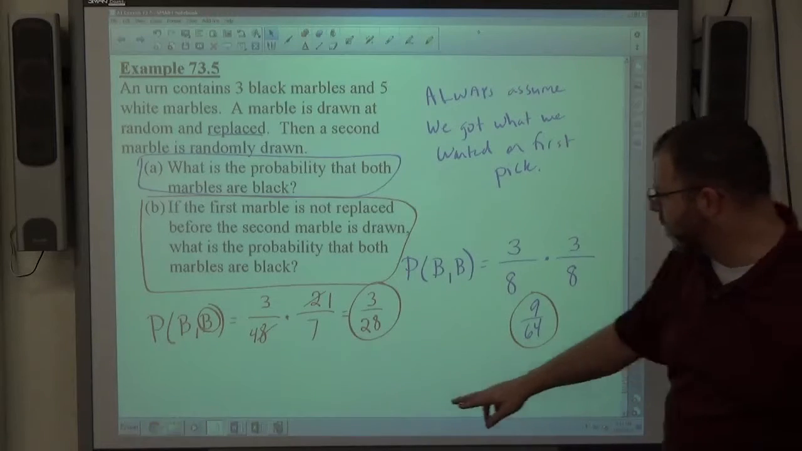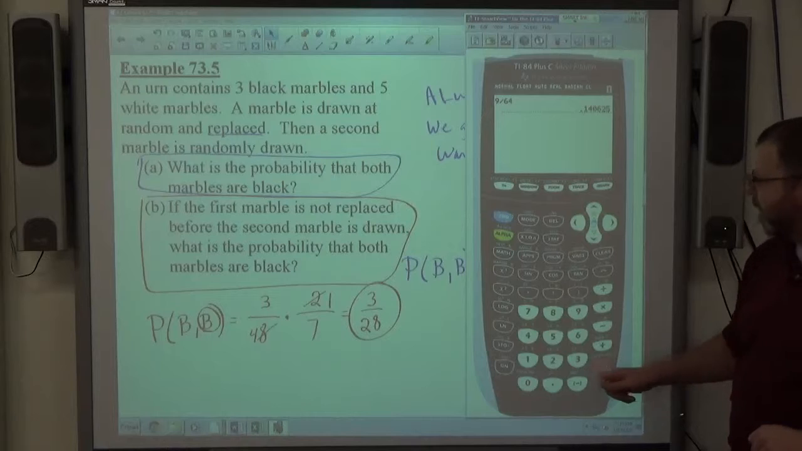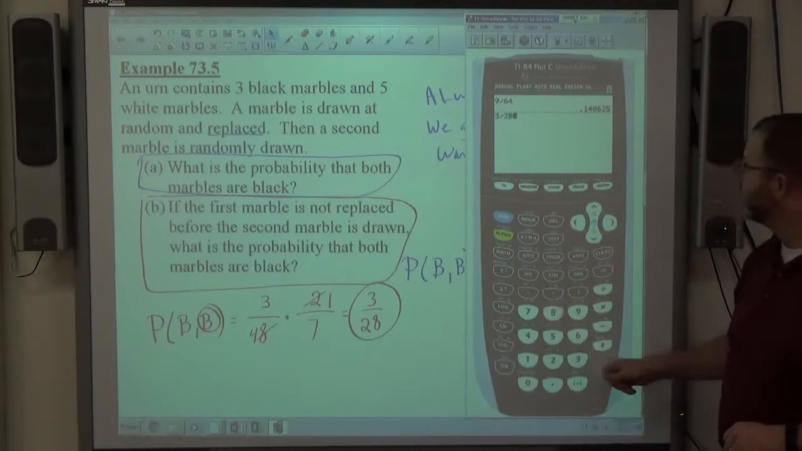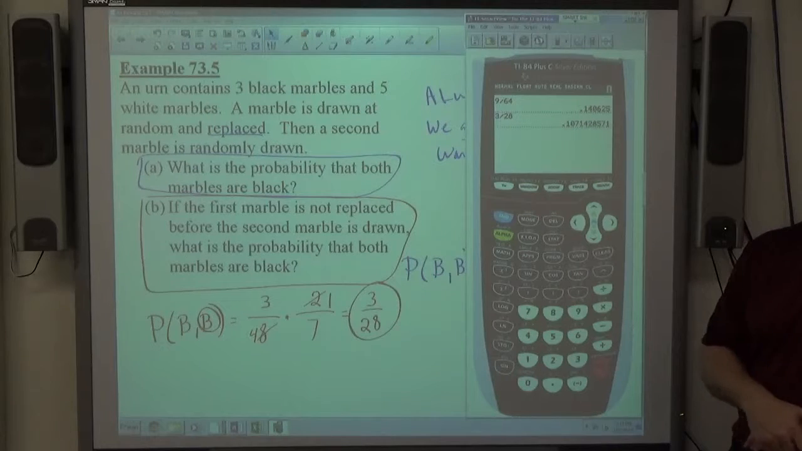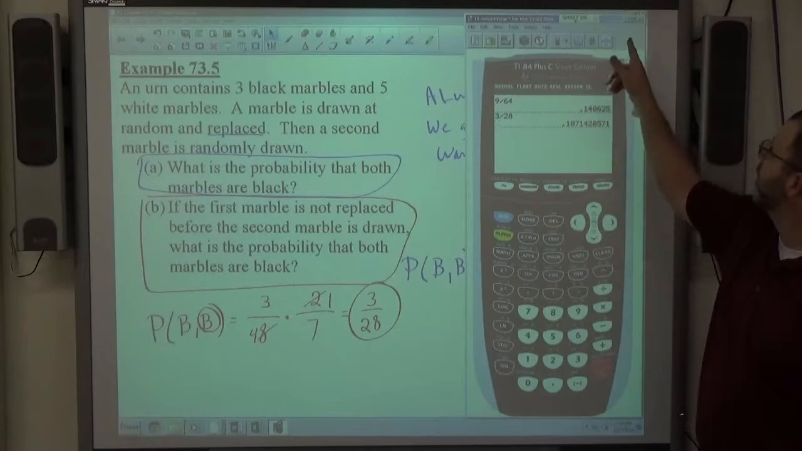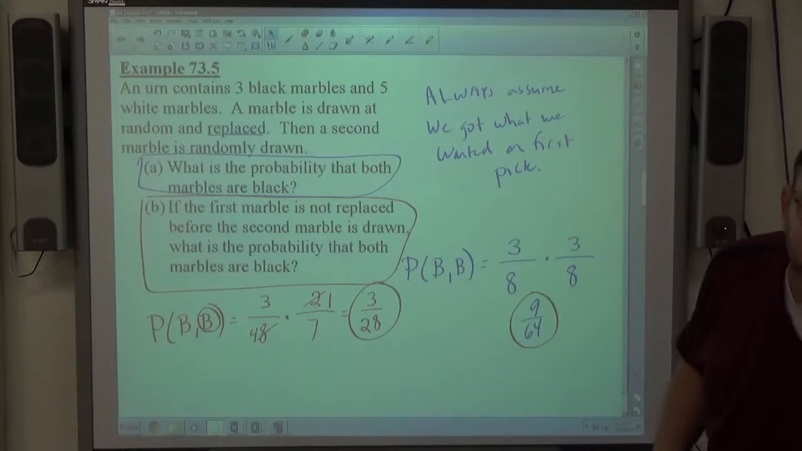The way you know which one's bigger, it's real simple. If you just type in 9 divided by 64 equals, and 3 divided by 28 equals, the bigger decimal is the bigger number. So 14%, 11%. So the chances of getting it with replacement is a better probability than getting it without replacing.